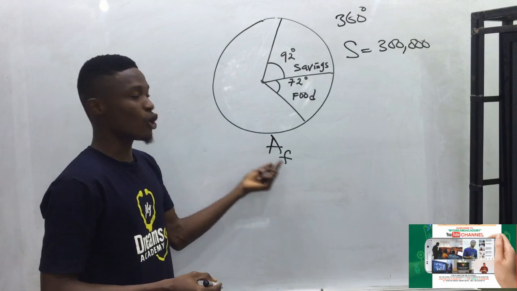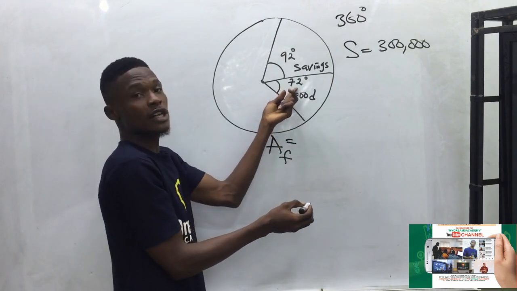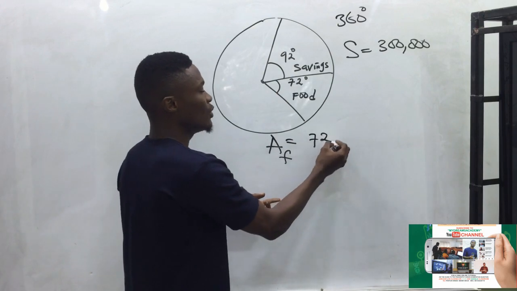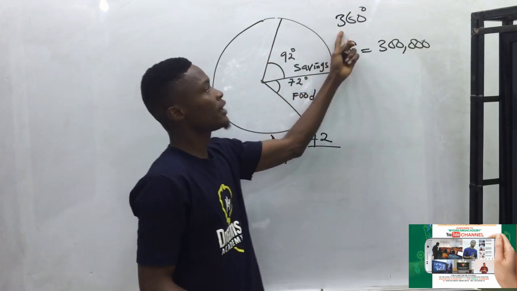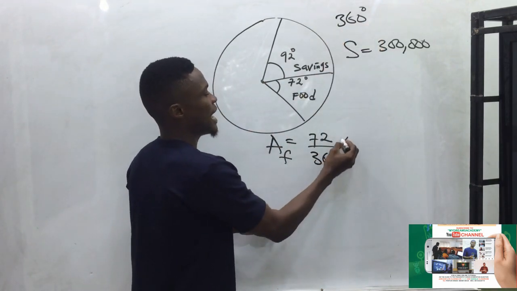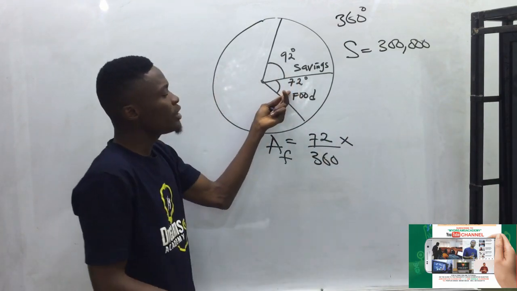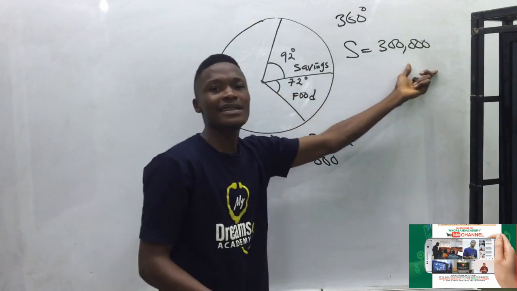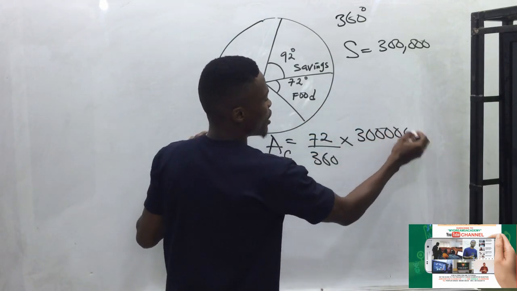Amount spent on food is equal to the angle of food given to us, which is 72. So I say 72 divided by the total angle in a pie chart, which is 360, times the man's salary. Because this food is just a fraction of the man's entire salary. So I have 300,000.